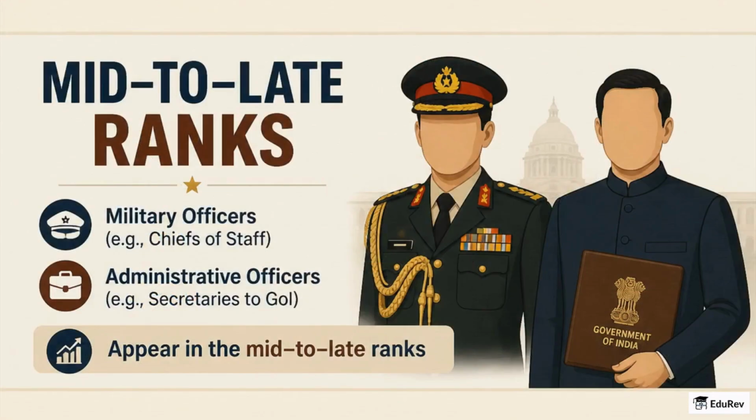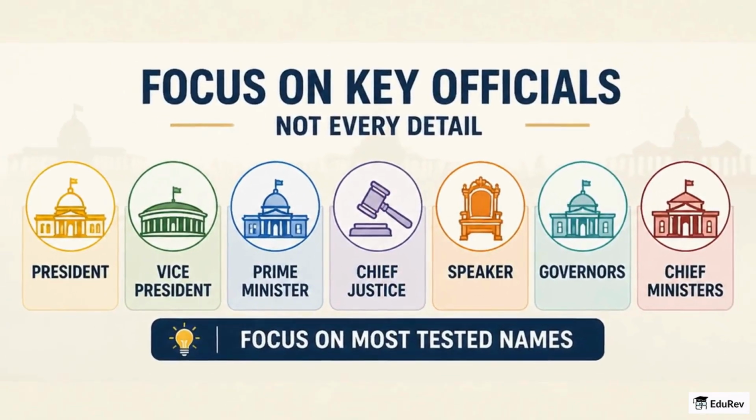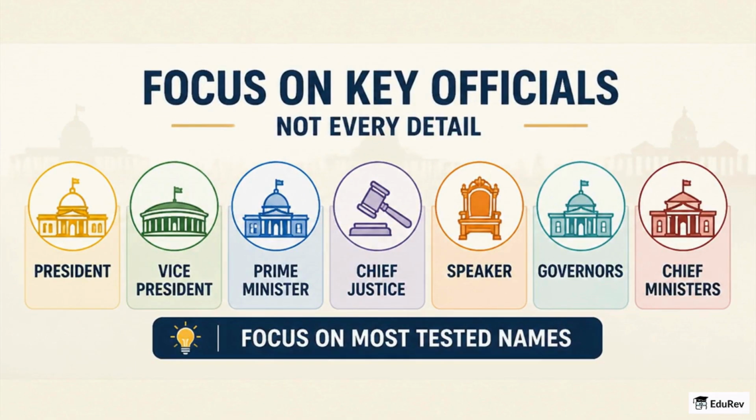Rank listings also include military and administrative officers at various points. For example, chiefs of staff and secretaries to the Government of India appear in the mid to late ranks. Some complex entries list multiple officials in one rank with sub-items, so focus on the most tested names like President, Vice President, Prime Minister, Chief Justice, Speaker, Governors, and Chief Ministers.